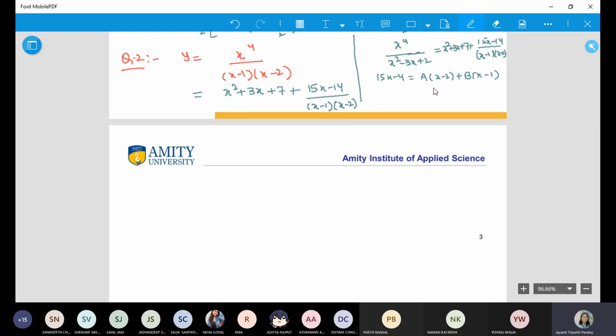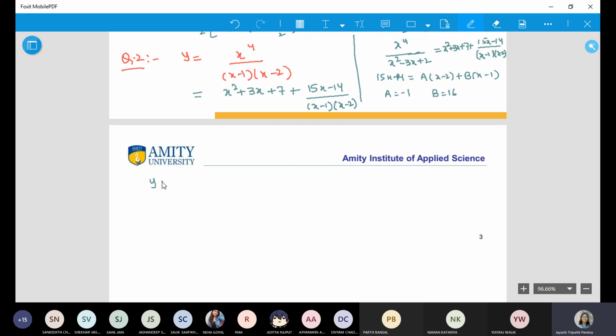When you put x equal to 1, you will get a is minus 1. And when x is 2, then 30 minus 4, sorry, this is 14. So 30 minus 14 gives you 16. So b is 16. I want you to please verify what I am getting.